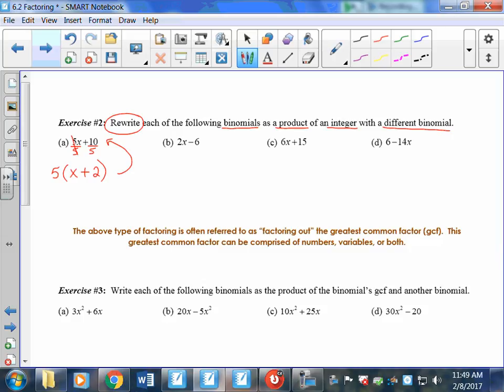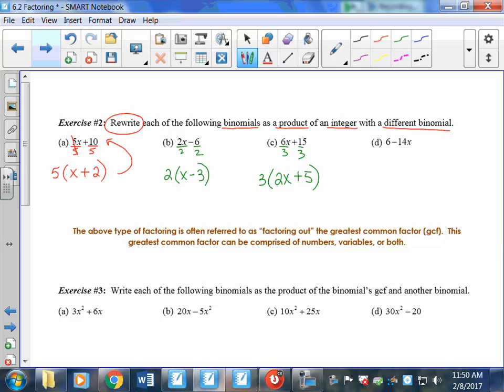Taking a look at B, obviously 2 and 6, my greatest common factor is going to be 2. I divide both sides by 2 and I get x minus 3. Now 6 and 15 in C, 6 does not go into 15, but does another number go into 6 and 15? And the answer is, of course, yes, because if I divide 6 in half to 3, I know 3 will work here. So when you factor out a 3, beware though, we're not going to be left with x, we're going to be left with 2x plus 5.